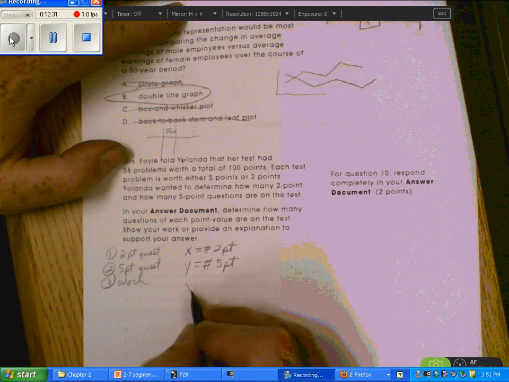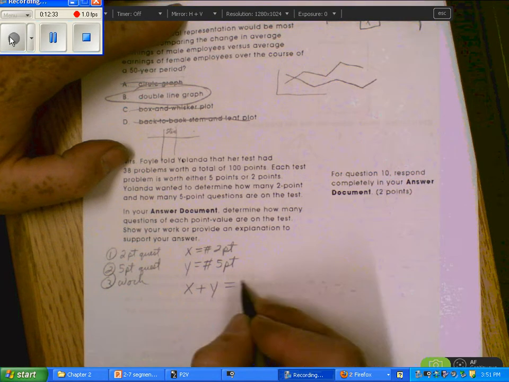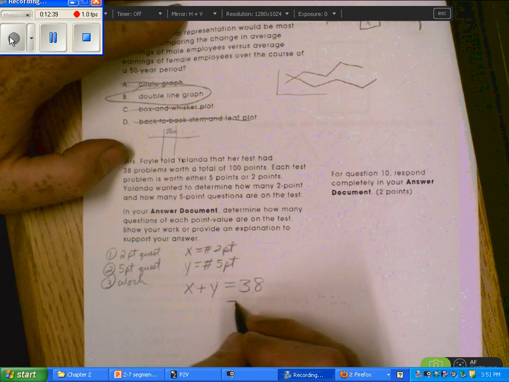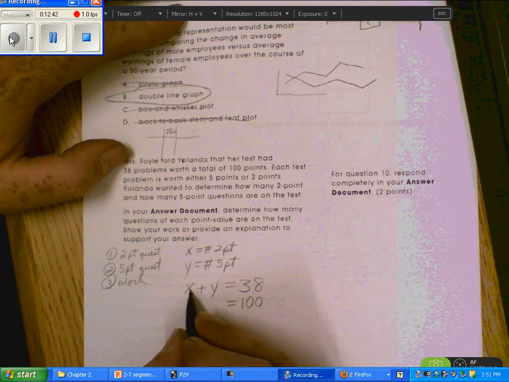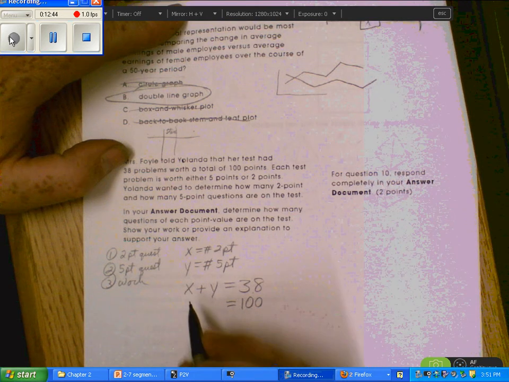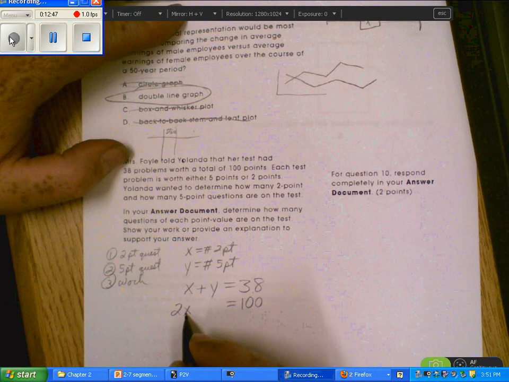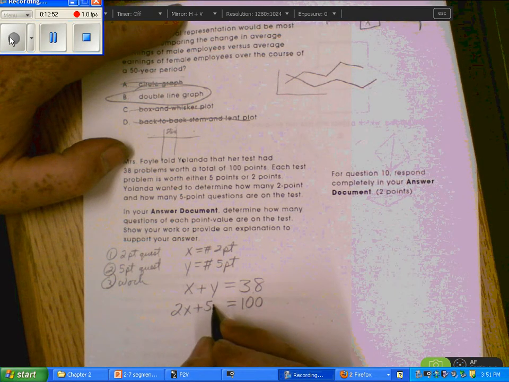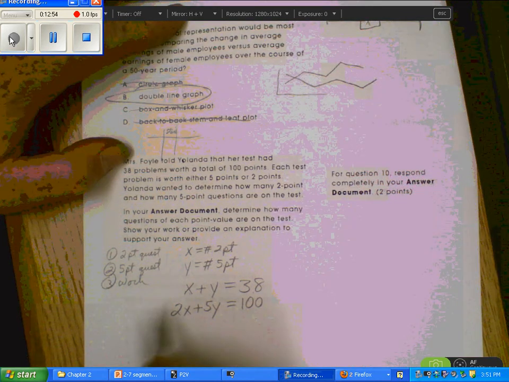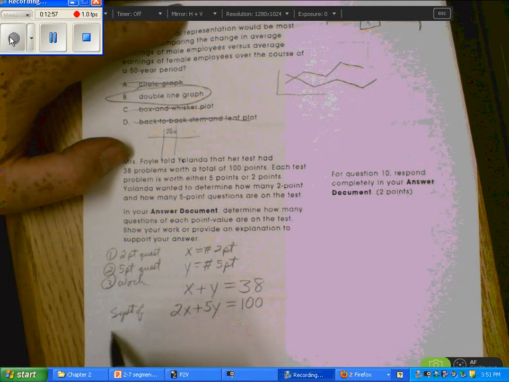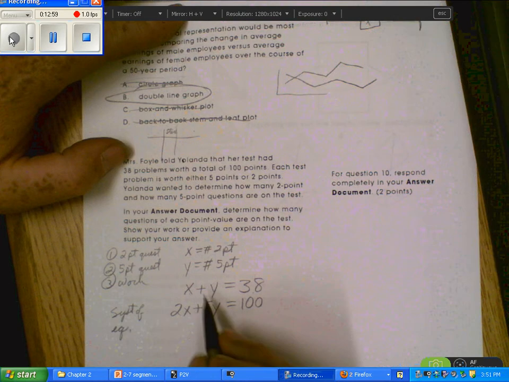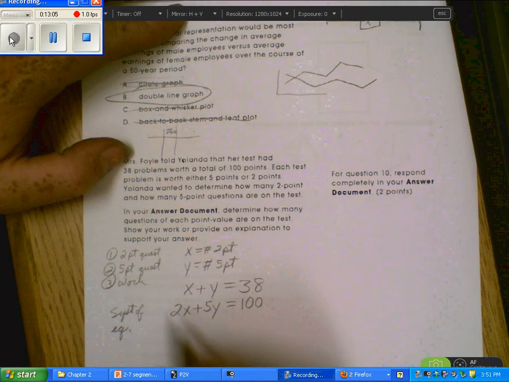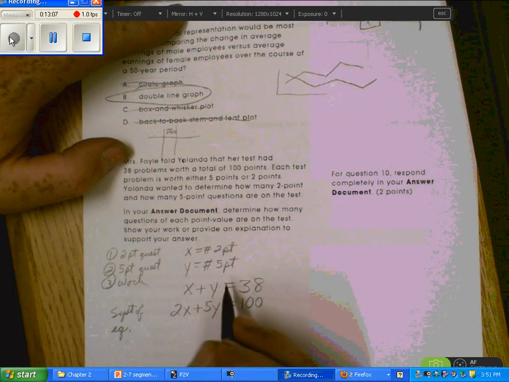We know that the 2-point questions plus the 5-point questions equals a total of 38 questions, and we know as far as points go that all of them total up to be 100. Well, to find the points for the 2-point questions, just take 2 times the number, which is 2 times x. To find the points for the 5-point questions, you take 5 times the number, which would be 5 times y. Now we use systems of equations. The systems of equations, remember, 3 different ways to solve it. Probably the easiest way to do this one, because they're both in standard form, is to use elimination.